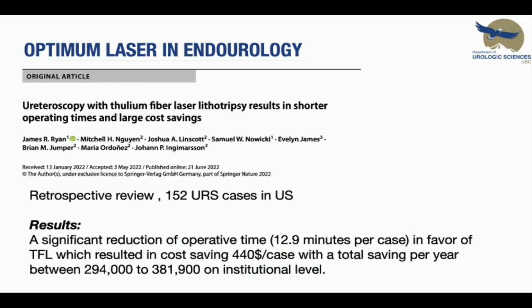This is a US-based study, a retrospective review of 152 ureteroscopy cases in the US. They found a significant reduction of operative time, 12.9 minutes per case, in the TFL cohort, which resulted in a cost saving of $440 per case, and total saving for an institution per year too.